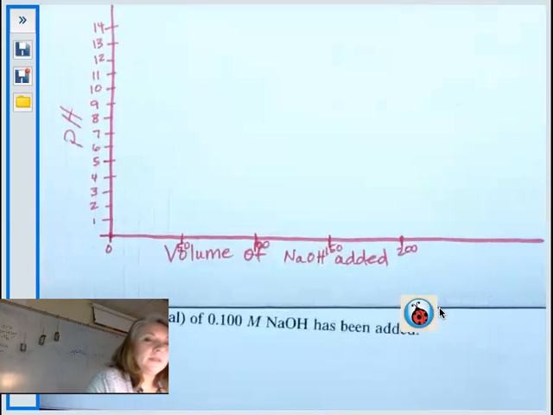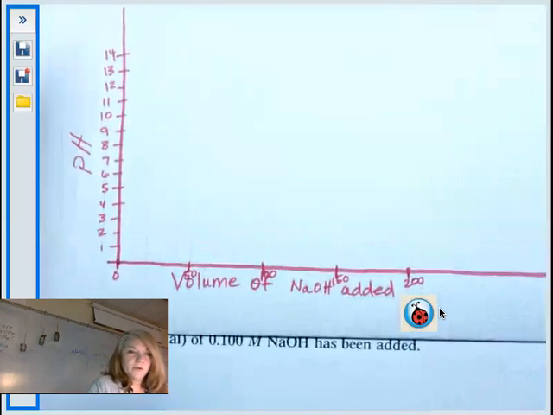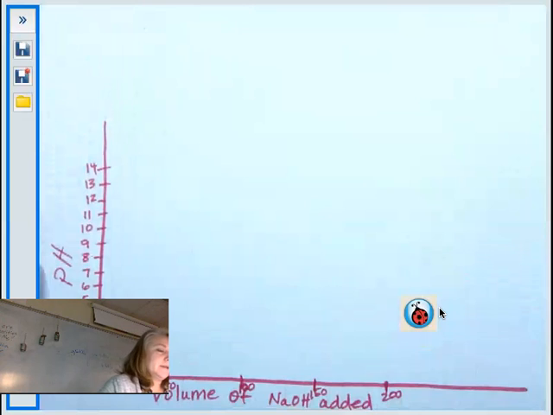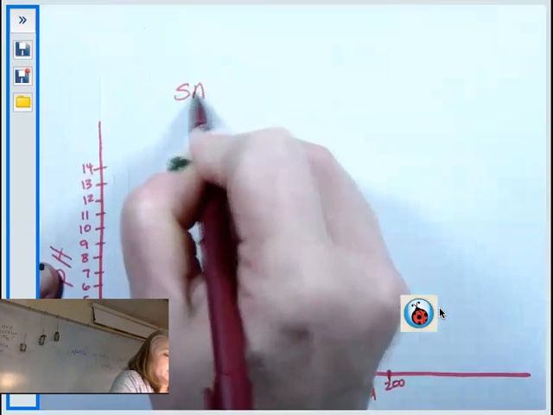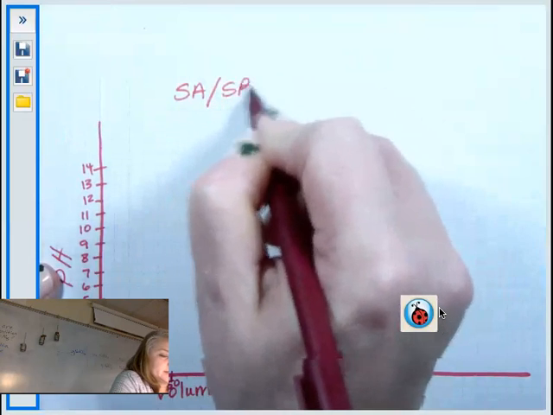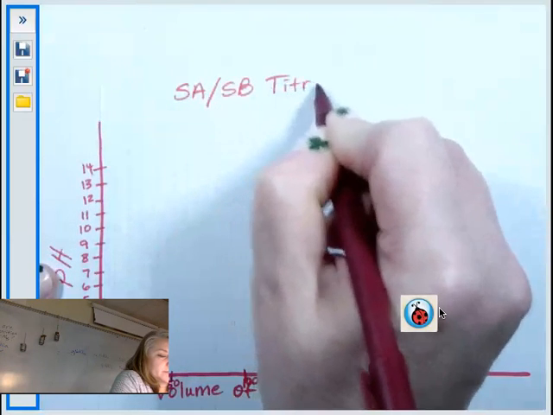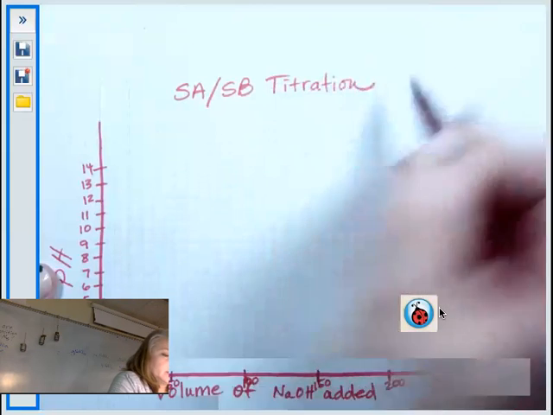Okay, I'm going to name mine because we're going to be titrating a strong acid with a strong base. So this is going to be a strong acid, strong base titration curve.